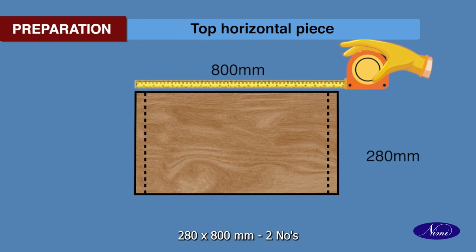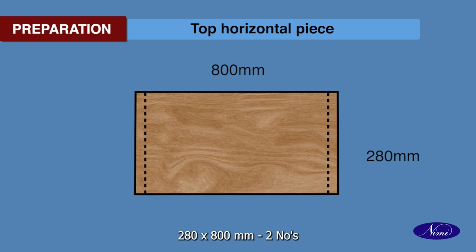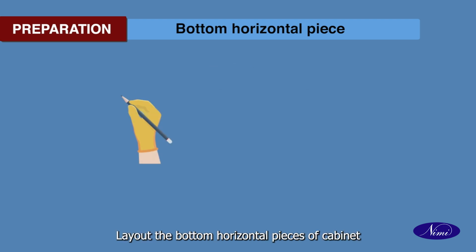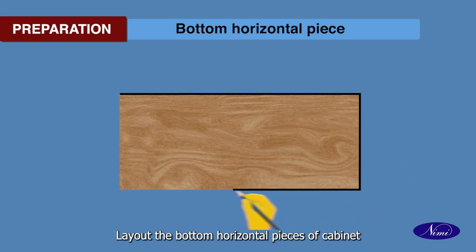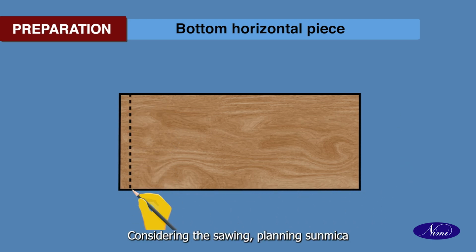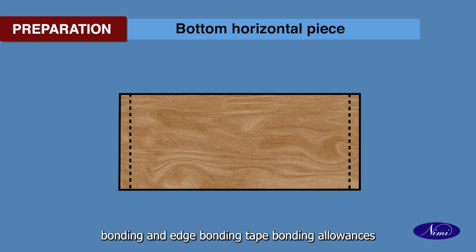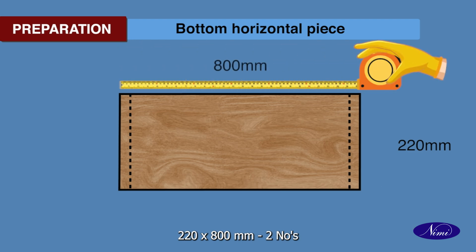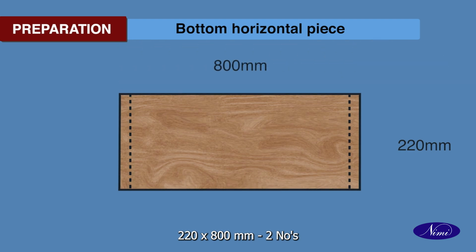280 into 800 mm, 2 numbers. Bottom horizontal piece. Lay out the bottom horizontal pieces of cabinet considering the sawing, planning, sunmaker bonding and edge bonding, tape bonding allowances. 220 into 800 mm, 2 numbers.